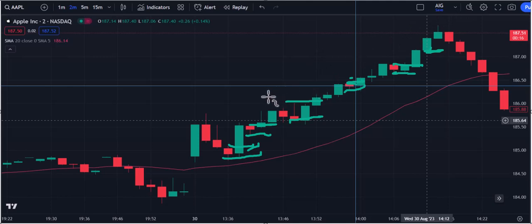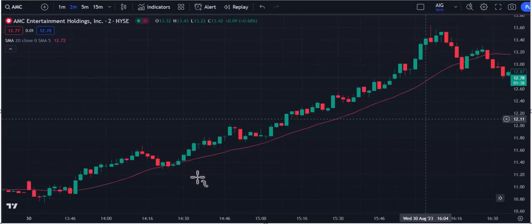While I was trying to make this video, Micah called out in the Discord AMC. So I wanted to show you a chart of that real quick and how this exact same strategy would have worked this morning extremely well with that. So let's pull up that chart. So here's AMC. So I think we started looking at it somewhere around here. It was close to 11 when it popped up in the Discord.